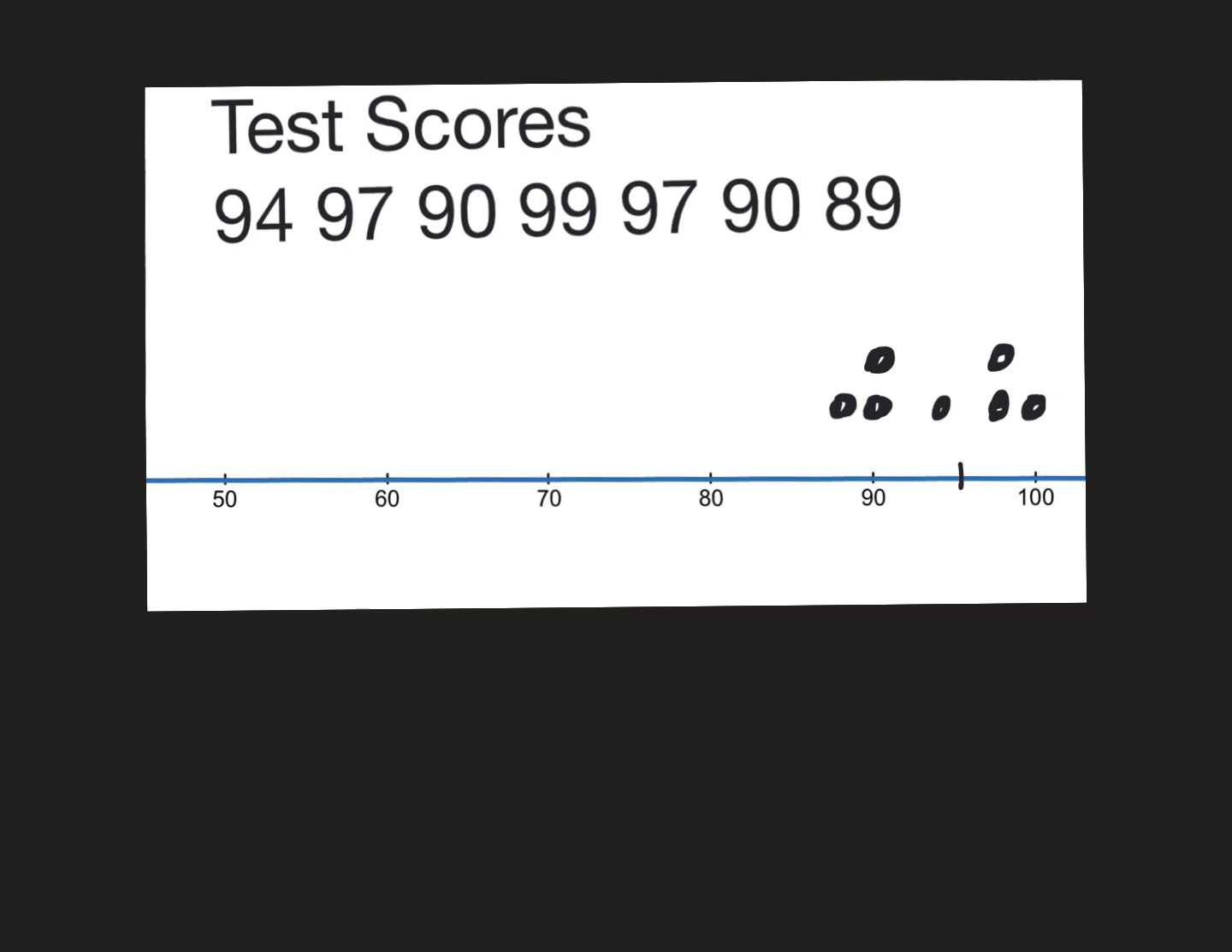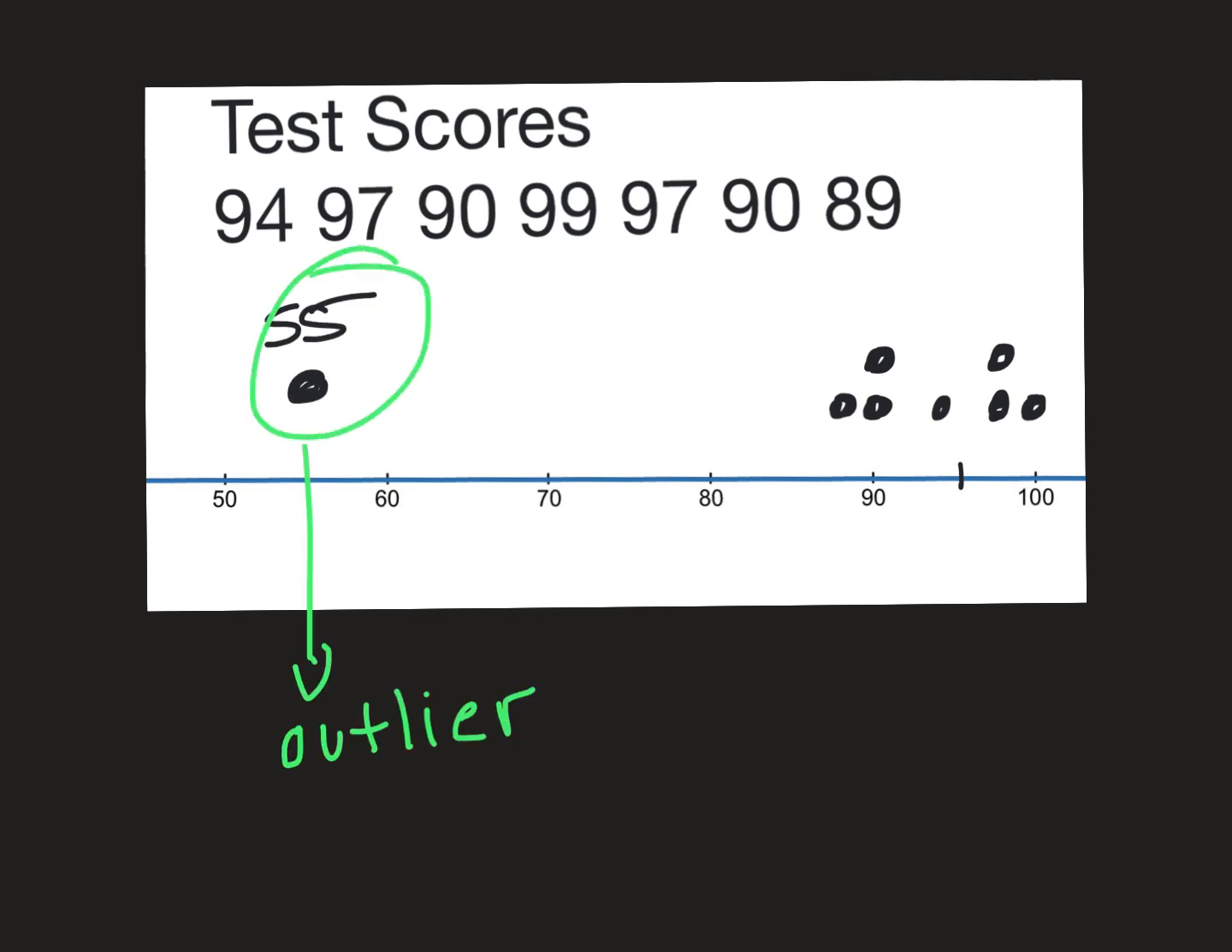Now, let's imagine that you've been doing great, and then you have a really bad day on the day that you're taking the next test, and you get a 55 on a test. So remember the term for that 55, it's called an outlier. And it's called an outlier because it's really far away from where most of your data is. It doesn't fit in.